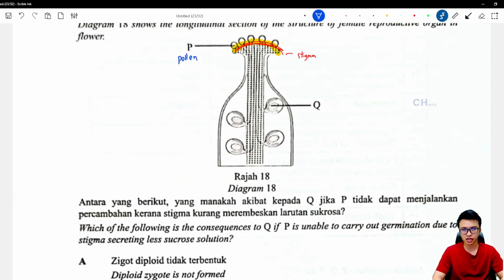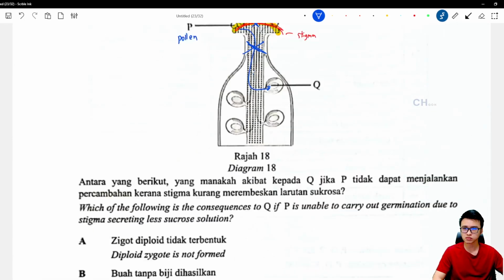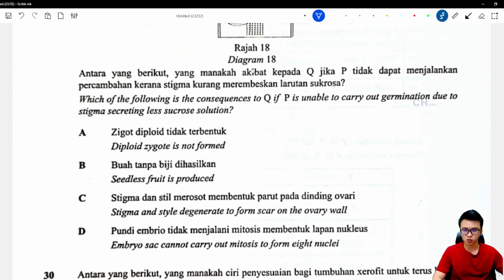So it will germinate and then it will move all the way towards the Q and fertilize the Q. So if stigma is not producing the sucrose, then the pollen grain will not germinate. When there's no germination, it will not move to Q. So eventually, it will not have the double fertilization to occur. So, diploid zygote is not formed. Yeah, this one is correct. So answer should be A.